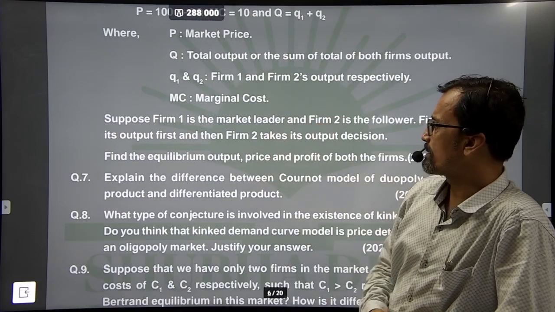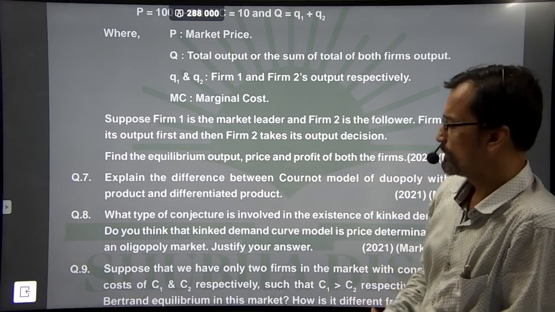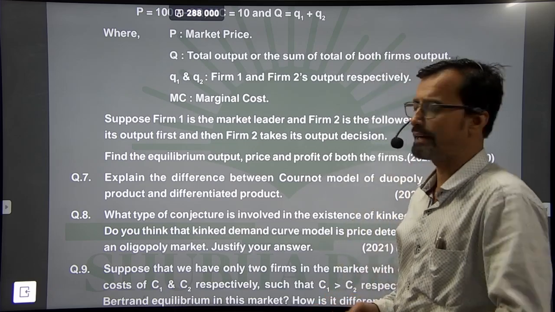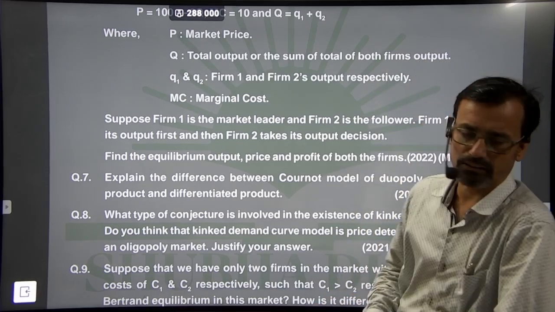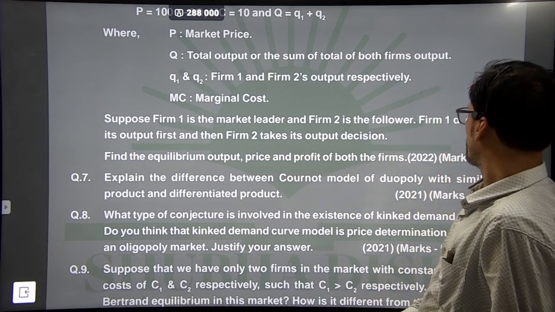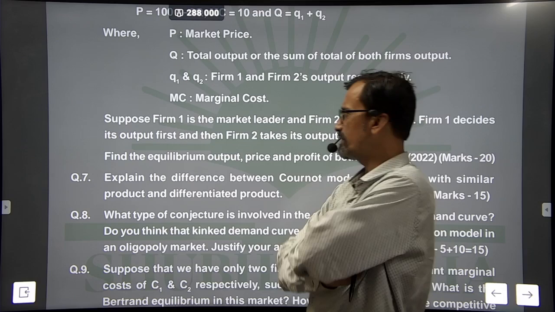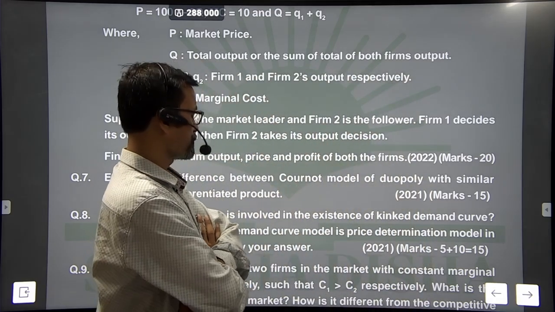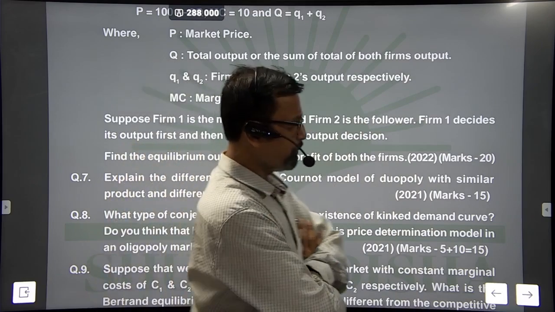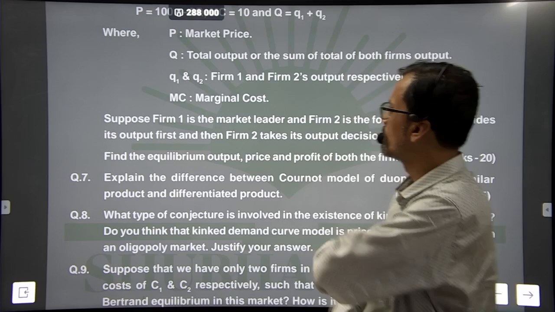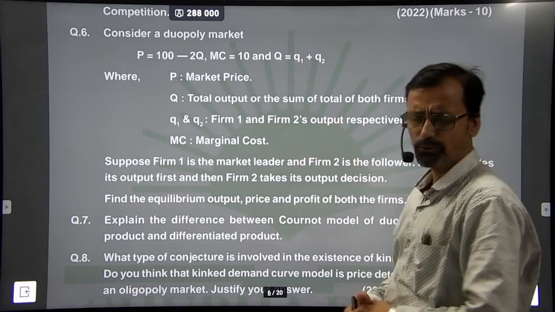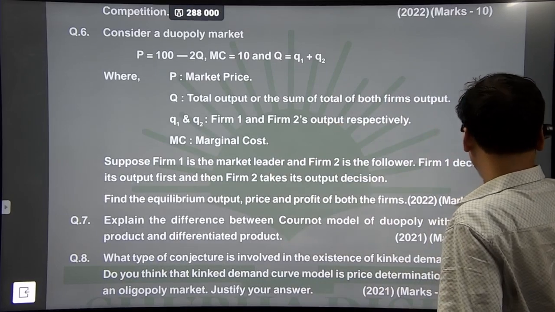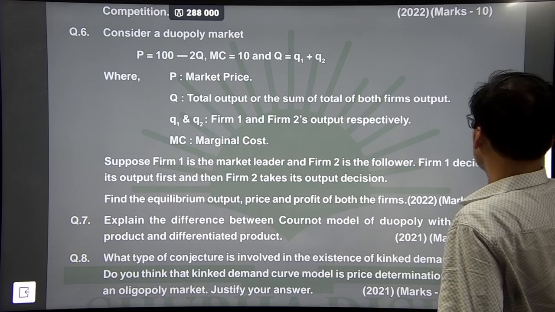Suppose firm 1 is a market leader. Here firm 1 is taken as the market leader and firm 2 is the follower. Firm 1 decides its output first, then firm 2 will decide its output. So how can we solve this question? It is a simple solution, no critical application is there basically.